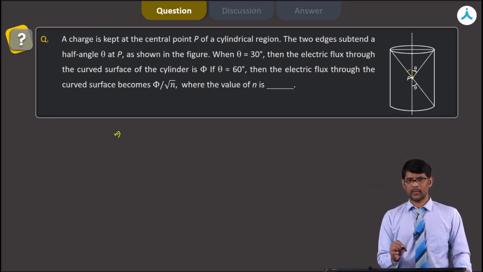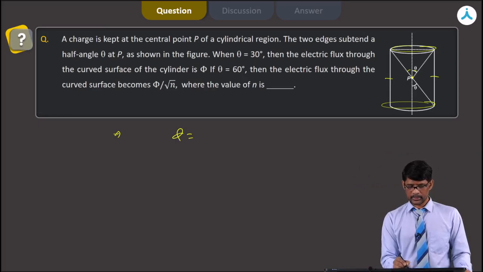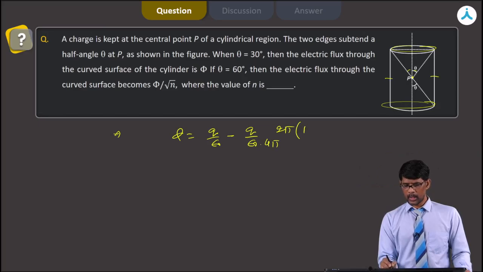That means if the total surface area subtends an angle of 4 pi, then the flux happens to be how much? Q by epsilon naught. So that means we need to find the flux through this much of the region and this much of the region. So the flux through this much of the region, phi, will be equal to Q divided by epsilon naught minus Q divided by epsilon naught 4 pi into 2 pi, 1 minus cos of 30 degrees. That is for one side, the other side is also included, so I'll multiply here with 2.